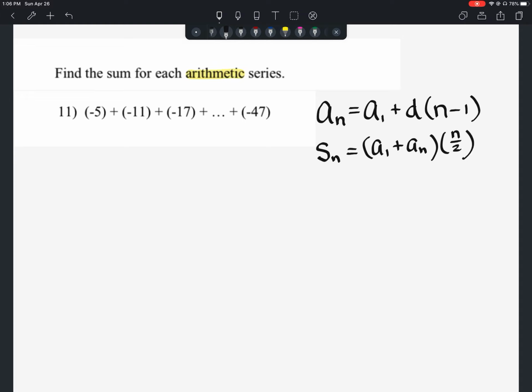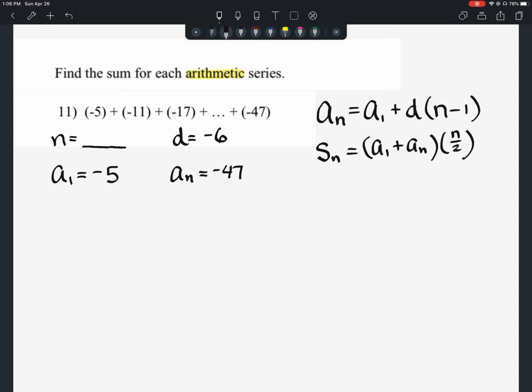The pieces of information we've been given in that series is we know the first term and the last term, but we do not know the number of terms. We need to know how many terms there are. We also know our common difference is going to be -6, because everything's going down by 6 each time. And we'll list that a sub 1 is equal to -5 and a sub n is equal to -47.